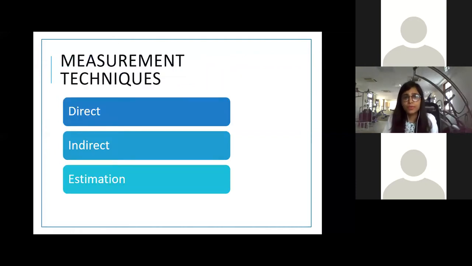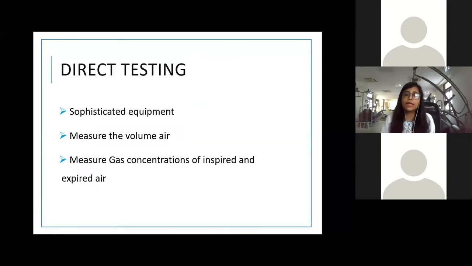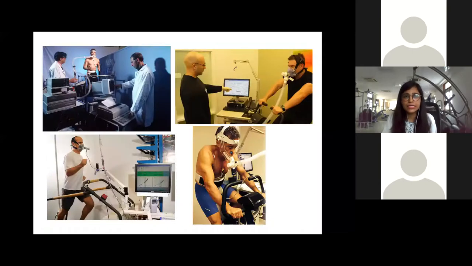There are various measurement techniques for VO2 max. There is direct, where we use the mask and everything, which I'm going to talk about in detail. There is indirect, where we do a lot of testing. And there is estimation, where no testing is done, but based on certain values, it is just estimated what the VO2 max for that person will be. Direct testing involves a lot of sophisticated equipment. In this picture, these are various equipment used across the world, and they all look fancy and sophisticated.